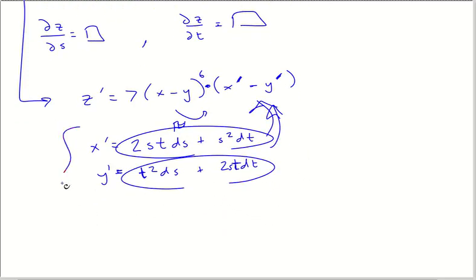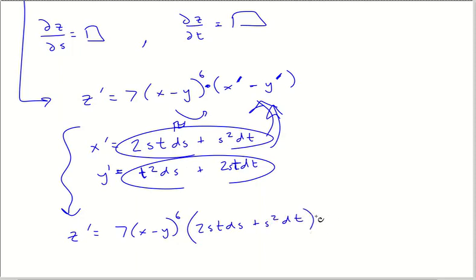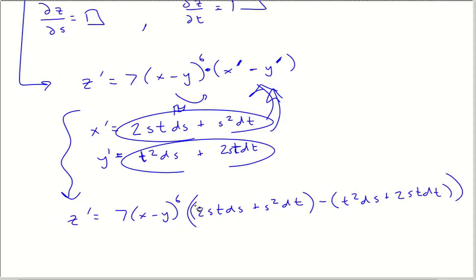Okay. So my goal is to basically take all this here and there, plug them into those guys, and it should work out just fine. In theory. So I now have 7x minus y to the 6th, times this whole chunk, 2st ds plus s squared dt, and that's one chunk, minus, now the next guy, t squared ds plus 2st dt, close, close. That is one heck of a thing, and we are not done.